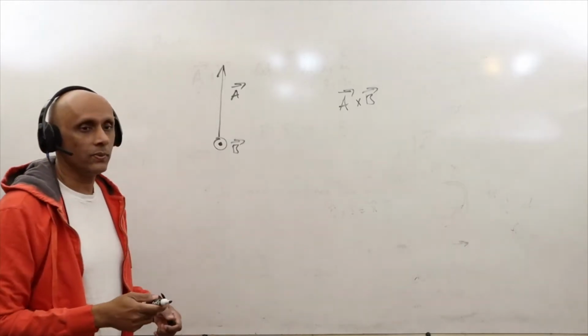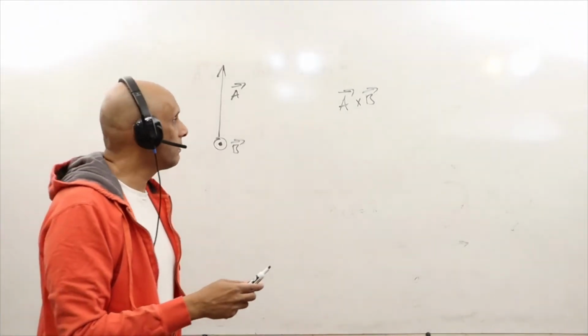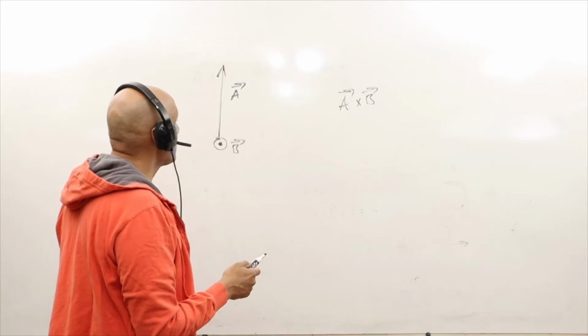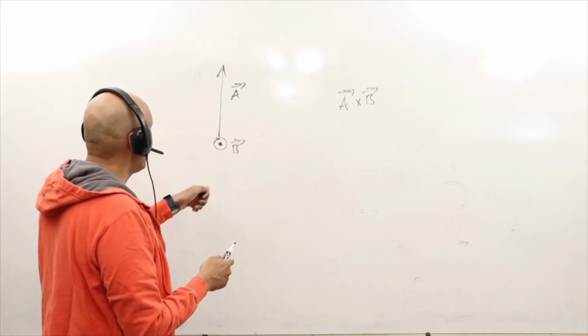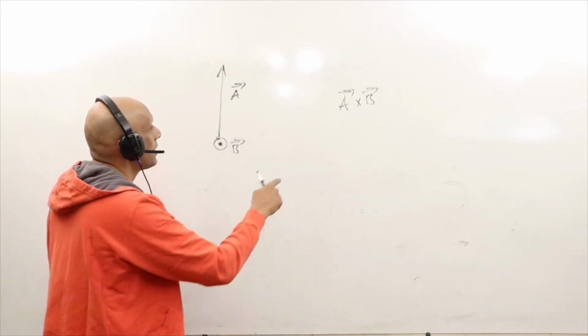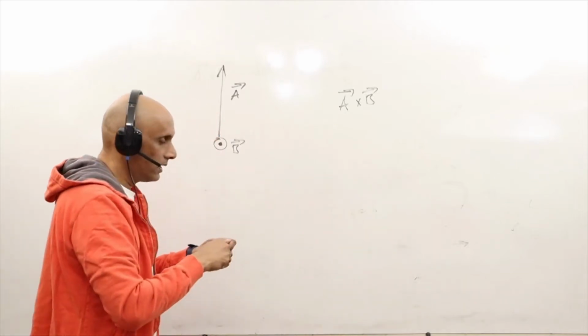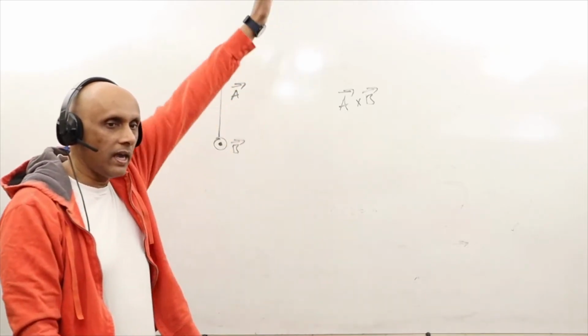A cross B, 90 degrees. Sine of 90 is 1. So we're not worried about that. We're worried about the orientation. What direction is the direction of A cross B? So here's your B vector, here's A, and I'm trying to calculate A to B. So basic idea, I'm going to draw A straight up.